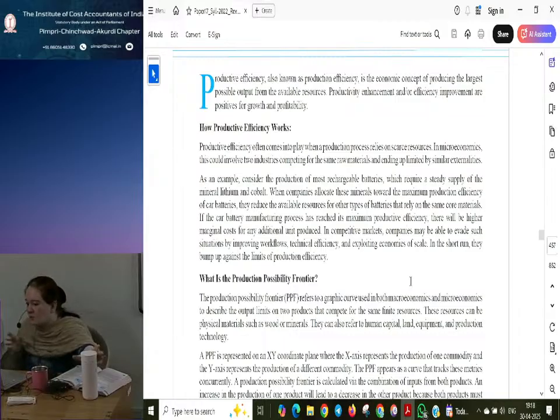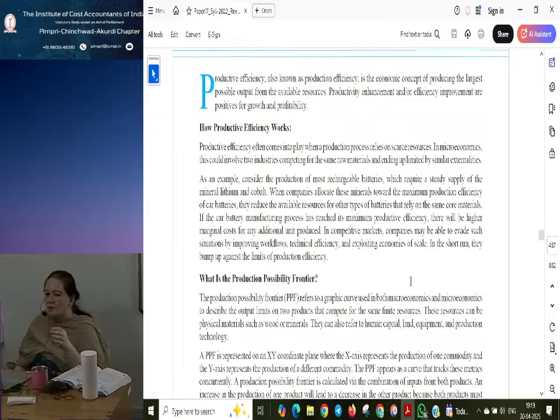That is called the production possibility frontier, which is in short known as PPF. It's not Public Provident Fund. What does this frontier speak about? When you have two products to produce, both utilizing the same raw materials, and that raw material is scarce, how are you going to plan your production for those two products?